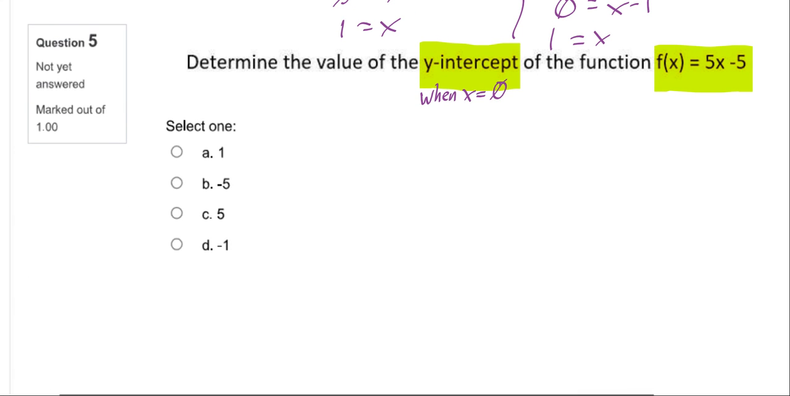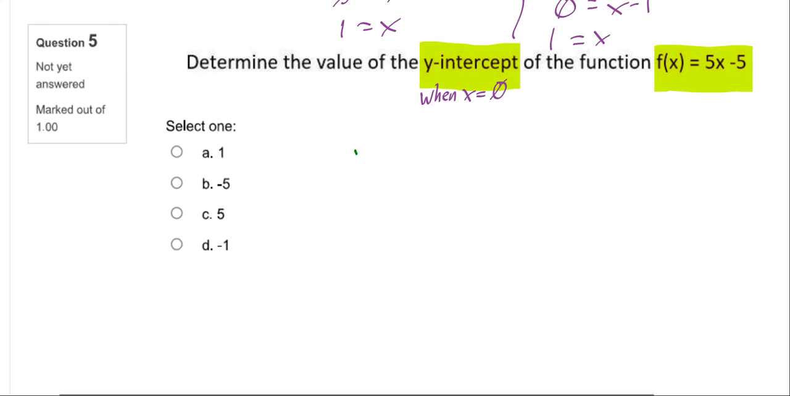Question 5. Determine the value of the y-intercept. So that's when x is equal to 0 on your graph. The x values are here. When the x values are 0, that's where you're in line with the y-intercept, with the y-axis. So of the function, same function, 5x minus 5.